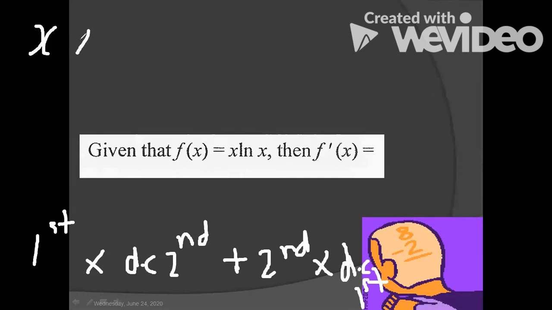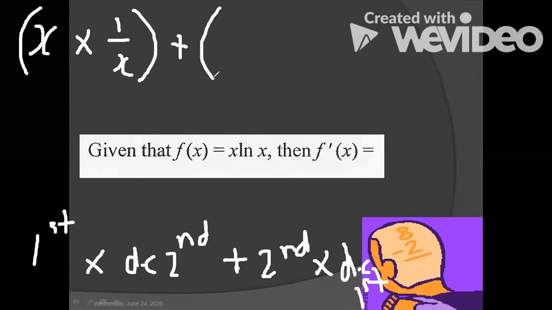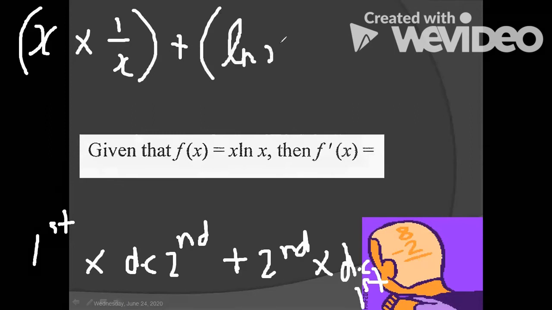When we differentiate ln x, what do we get? Yes, ladies and gentlemen, we get 1 over x. Then we have plus the second. What does that mean? It means we write back the second term and times it by the differential of the first. Now if you differentiate x, what do you get? 1. And that's our answer.